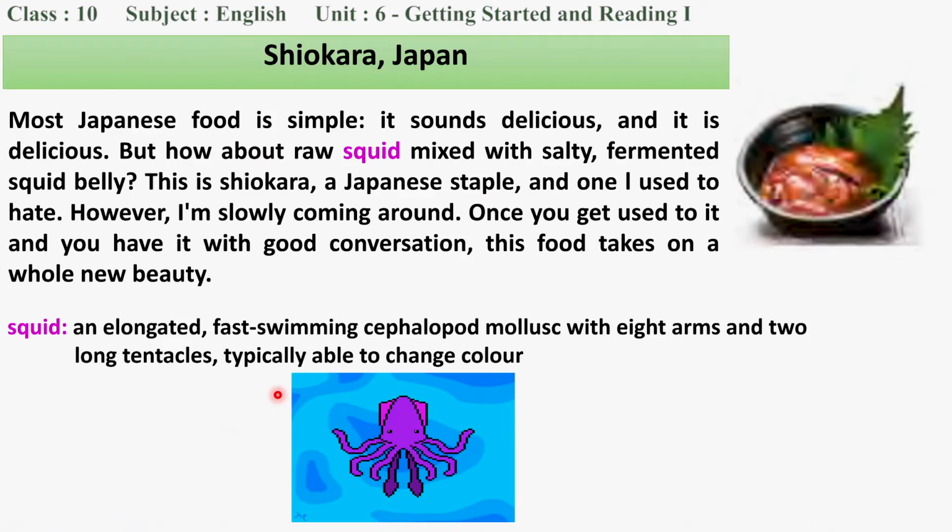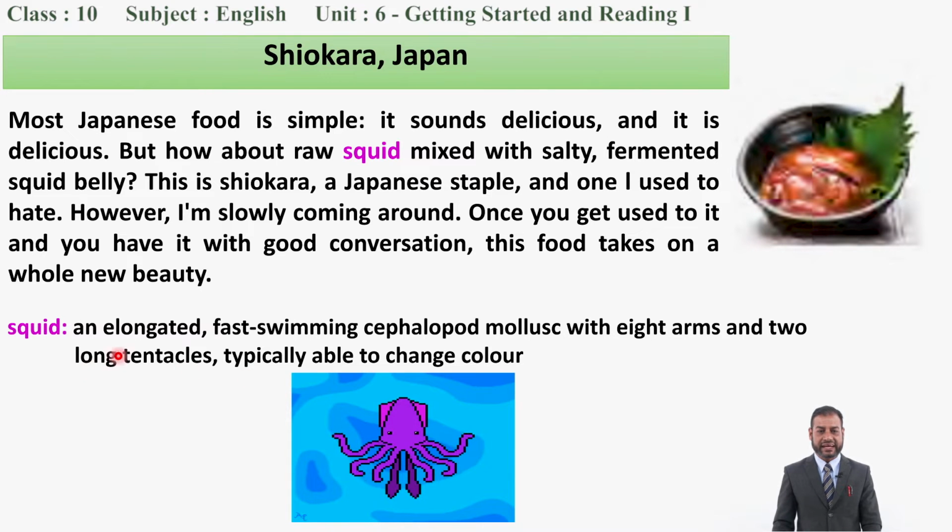So what does squid mean? All of you tell me this meaning. Yes, it is an elongated, fast-swimming cephalopod mollusk with 8 arms and 2 long tentacles, typically able to change color. And you can see the picture here. So is it clear to you?